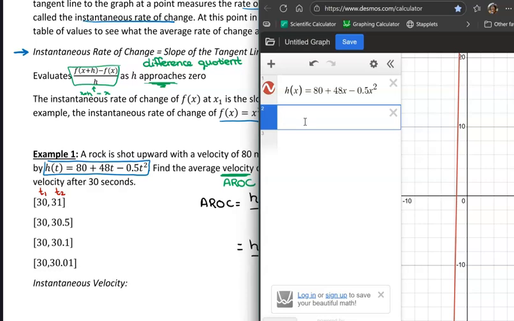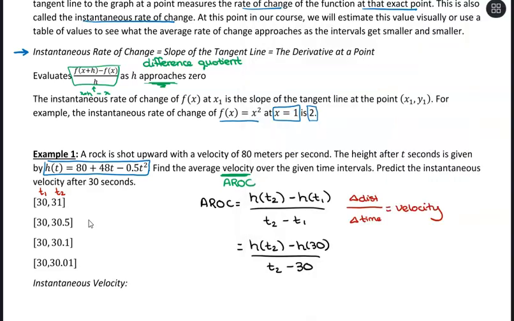But then what I can do in this next step is have it set up my calculations. We could even use a table for this, but we don't need to go that far with it. So for the first one, it would be h of t2, which in this case is 31, subtract away h of 30, and then we're going to do 31 minus 30. So we're getting a 17.5.